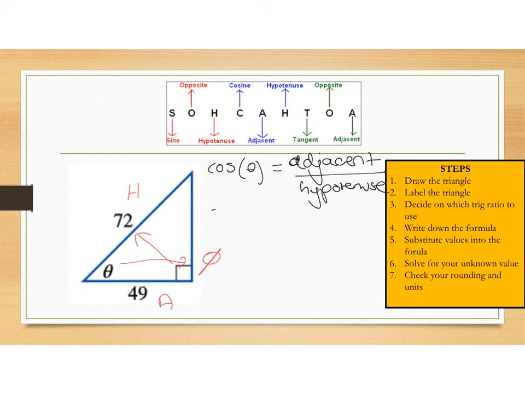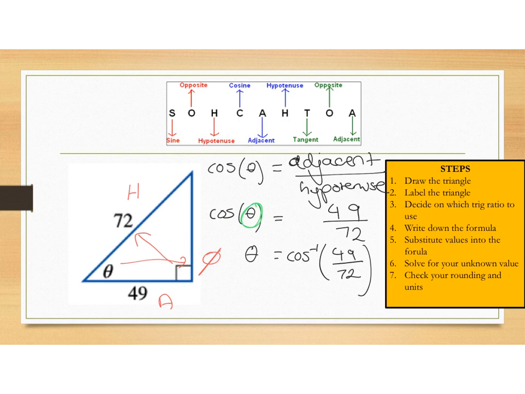Substitute in my values. So in this case, the angle is my unknown, so I just leave that as theta. Adjacent 49 over 72. Now, we want to get this theta by itself. So the inverse operation, which is kind of like the opposite operation in this case, is taking the inverse cosine over to the other side. So it's cosine to the -1 equals 49 over 72. And that gets rid of the cosine from this side.